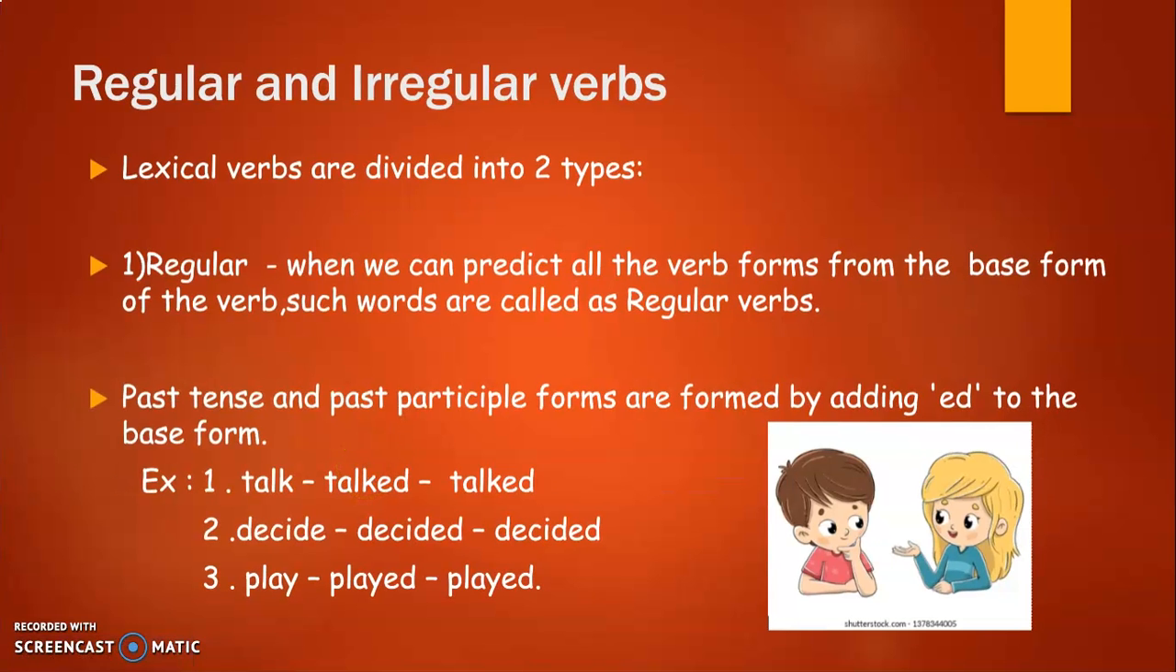Lexical verbs are divided into two types, regular verbs and irregular verbs. In a regular verb, we can predict all the verb forms from the base form of the verb. That is, the past tense and past participle forms are formed by adding ed to the base form. Here, for the base form talk, we have the past tense form talked and past participle form talked.